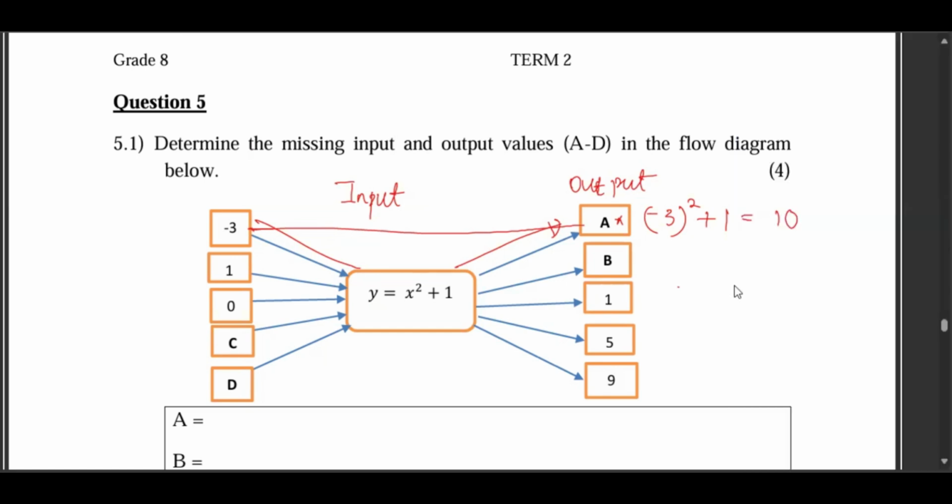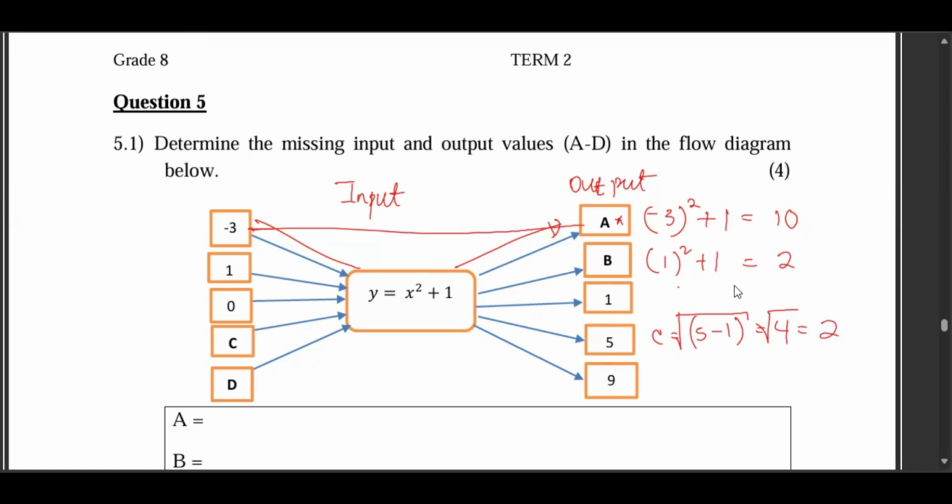What about B? So this is B. For B, it's a 1. So 1 squared plus 1. What do I get? I get a 2. Then this is working backwards. Working backwards, I already have my Y. So what is the value of C? The value of C will become 5 minus 1. Then I look for the square root, which is the same as square root of 4, and the answer became 2.